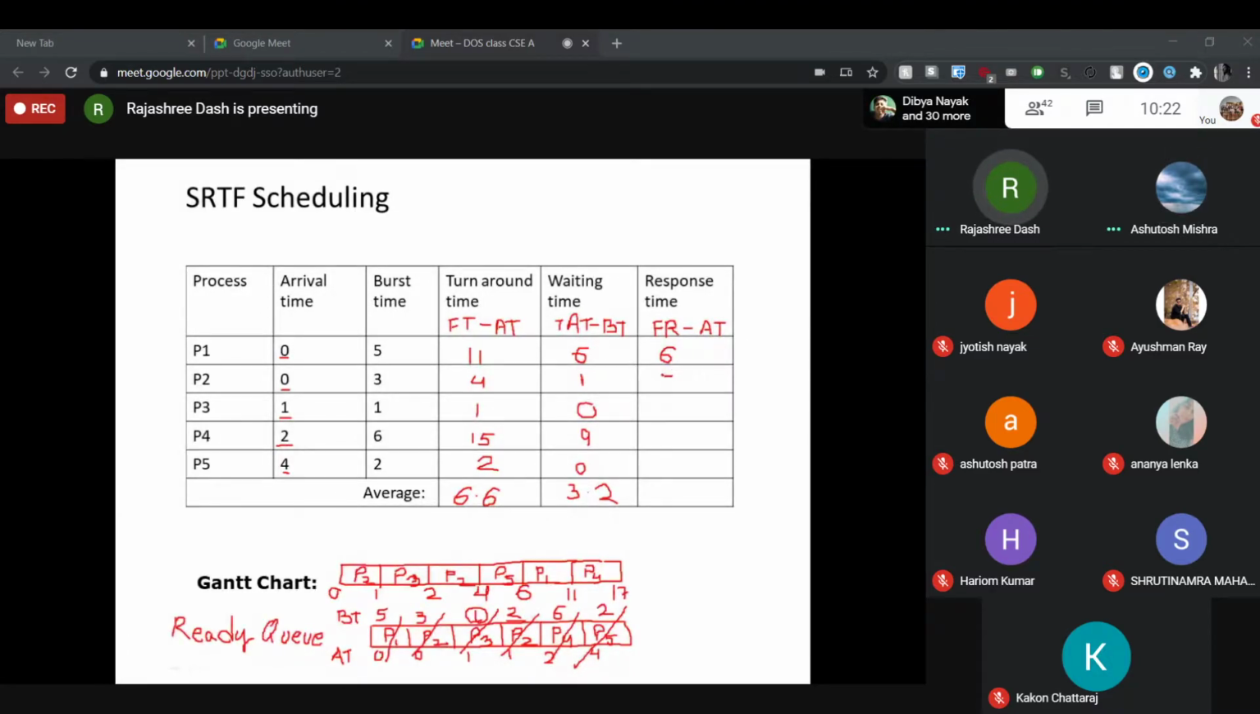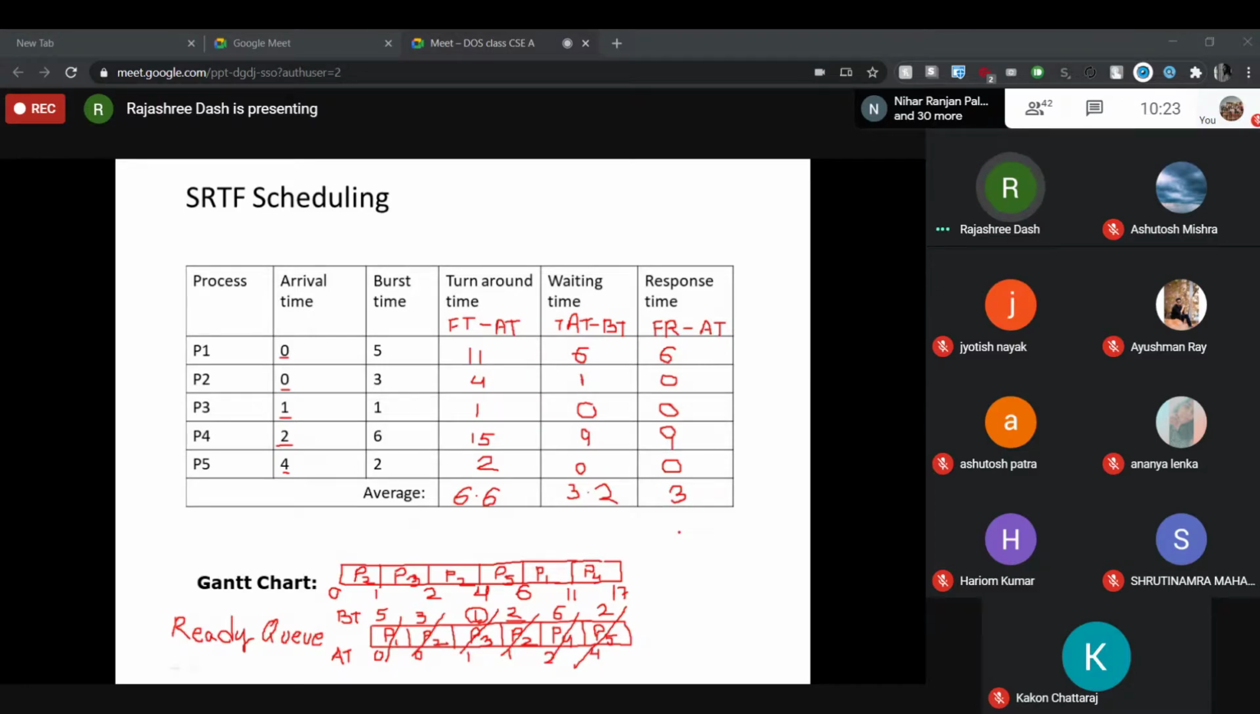Now for P3, 1 minus 1. So again here it is 0. For P4, the first response is at 11, 11 minus 2. So it is 9. And for P5, it is 4, 4 minus 4, 0. So when you find the average response time, you will find it is 3.